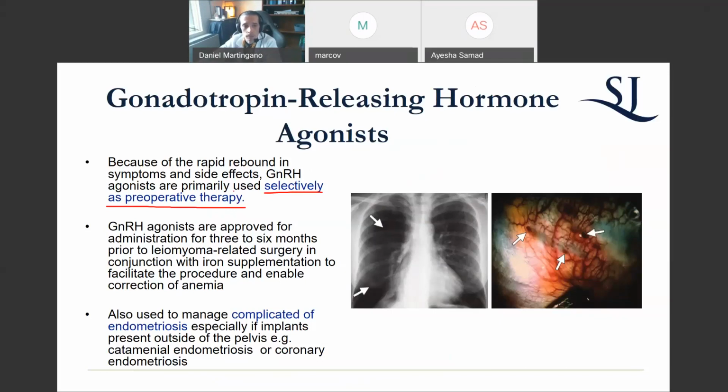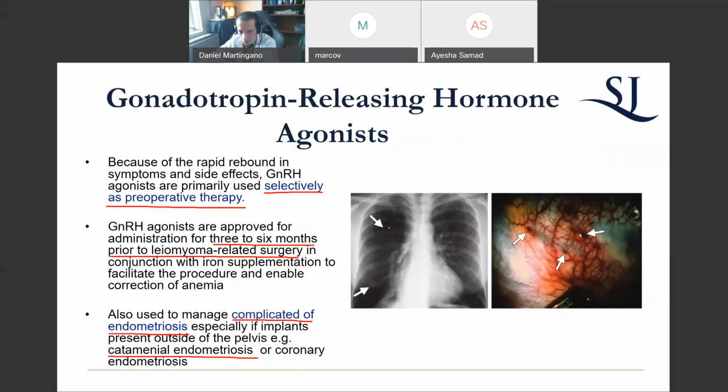Okay, it's approved, FDA wise, for about 3 to 6 months prior to a leiomyoma-related surgery. Lupron is used for that, and also it's used in the management of complicated endometriosis. And what I mean by complicated is, well, endometriosis is similar to leiomyomas in that it's not localized to the uterus itself, or really even the pelvis. Okay, you can have peculiar situations like catamenial endometriosis, where it actually implants in the lung.